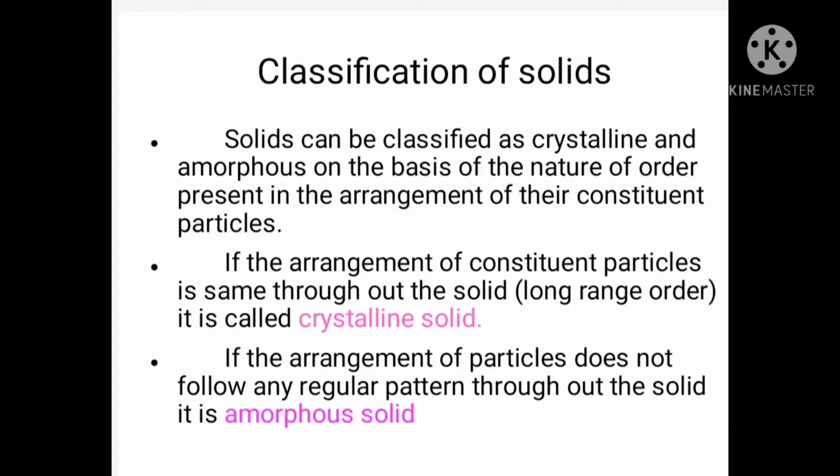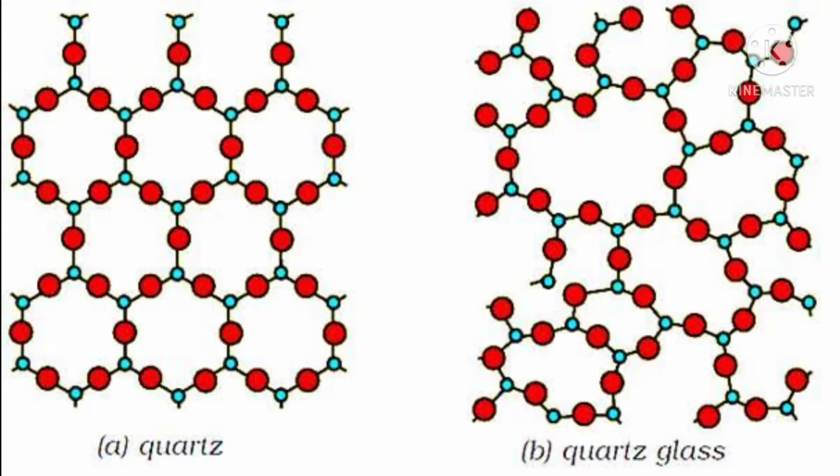Then what is crystalline solids? If the arrangement of constituent particles is same throughout the solid, then it is called crystalline solid. If the arrangement of particles does not follow any regular pattern throughout the solid, it is amorphous solid.